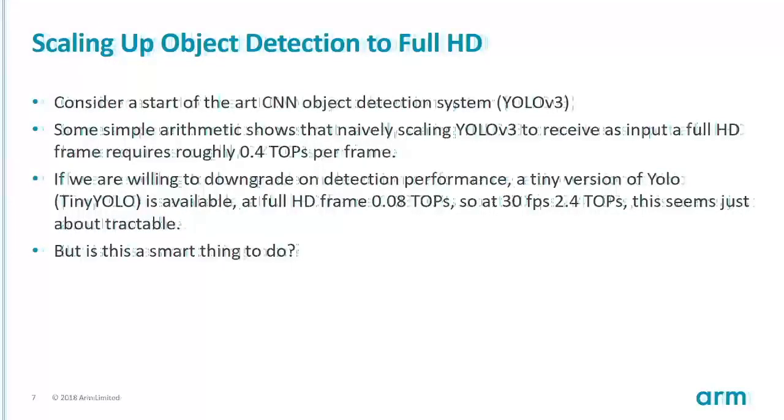So consider a state-of-the-art object detection system. You may have heard of YOLO v3. It's very popular. If you naively scale YOLO v3 to a full HD frame, you're going to pay roughly 0.4 teraops per frame. Remember, you have order 1 teraops to spend. So what are you going to do? You're going to get 2 FPS, which is not that good. A human walking around is probably walking at 1 meter per second. So your object detection system has 0.5 meter gaps between detecting people.